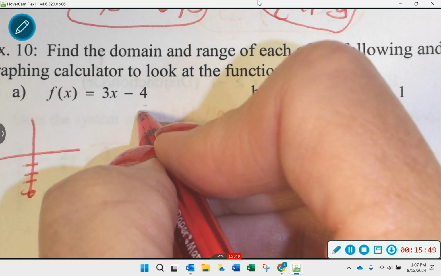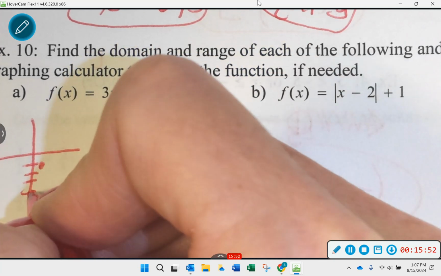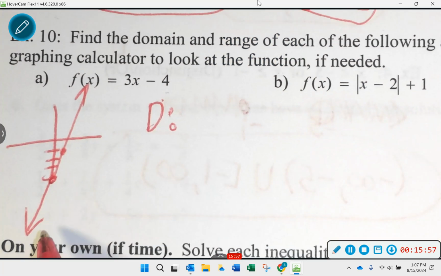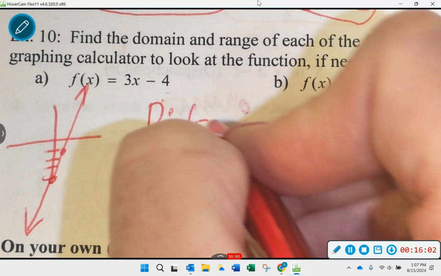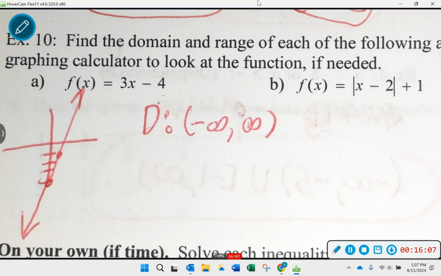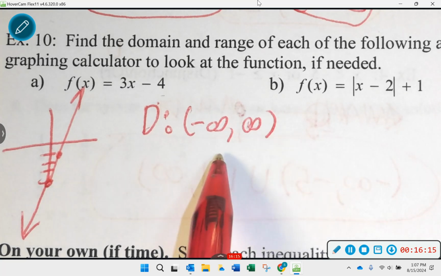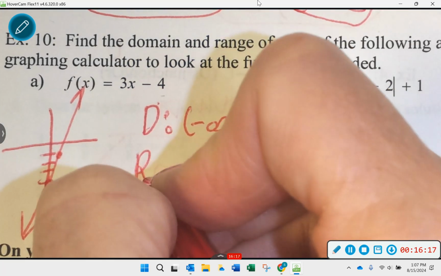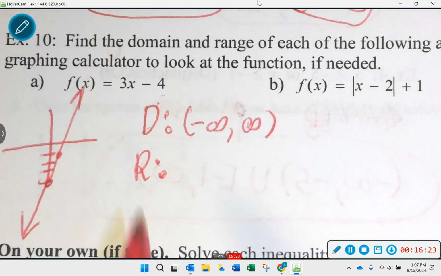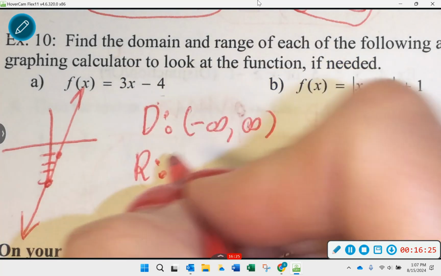So the y-intercept is -4, the slope is 3. And now to find the domain, that's the x's we can use. Well, this keeps going to the left and to the right. So the domain of this is -infinity to infinity. In Algebra 1, you probably put all real numbers, but we're going to be using interval notation now. So you're going to write it like this. The range, that's the y values we can use. Well, this goes down forever and up forever. So what do you think it is? Yeah, same thing, right?